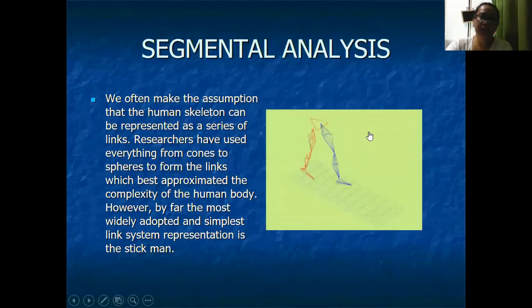So now when we say segmental analysis, we often make the assumption that a human skeleton can be represented as a series of links. Researchers have used everything from cones to spheres to form the links which best approximate the complexity of the human body. However, by far, the most widely adopted and simplest link system representation is a stickman. So that's why, as we go over our movement analysis, I have given you a task to draw a stickman wherein you're going to do three movements: the preliminary, the action, and the follow-through.